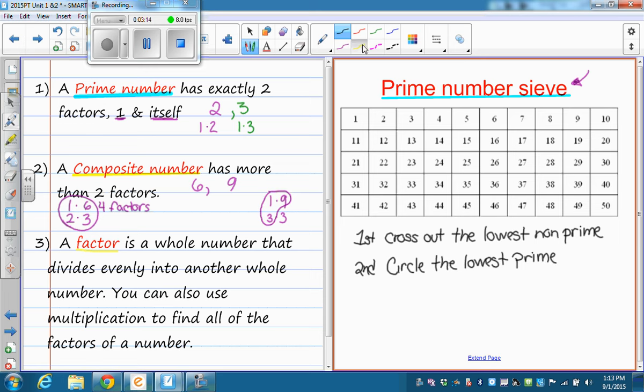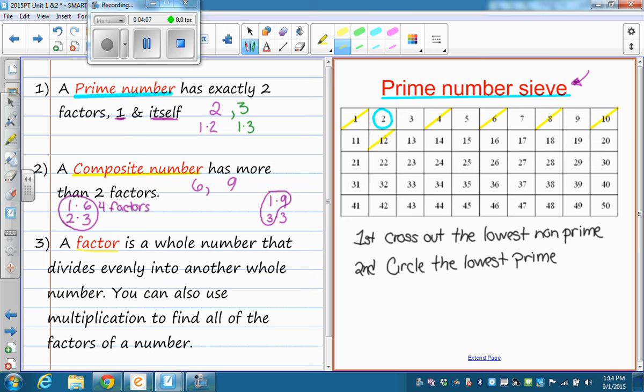So when I look at my board, I'm going to cross out one because it's the lowest non-prime. But then I'm going to circle two because it is prime. And then what you do is you go find all the multiples of two and cross them out because they have more than two factors. So if two is a factor of four, we already know one and four are factors. We would cross it out. Six, we would cross out because that's not prime since two goes into it. And eight's not prime. Ten's not prime because all of those even numbers have more than two factors.